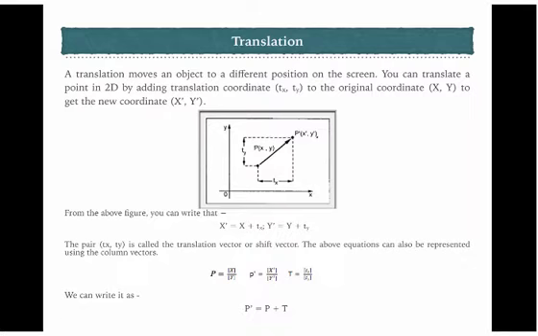The above equations can be represented using column vectors as given below. We can write it as p dash is equal to p plus t, where p dash is the new coordinate, p is the original coordinate, and t is the translation coordinate.